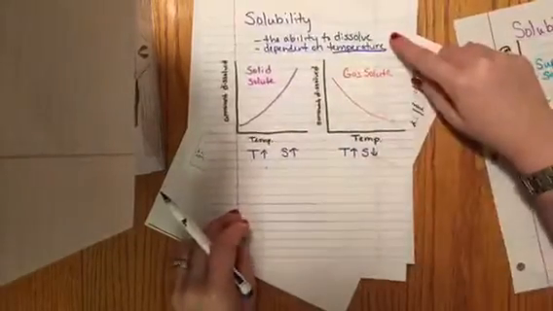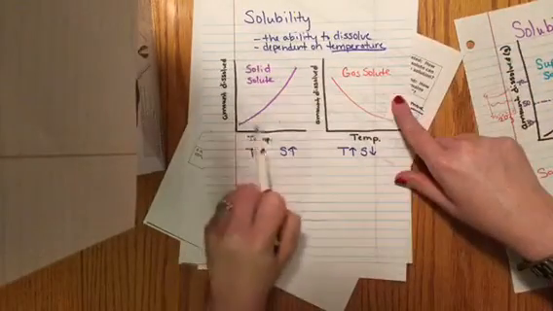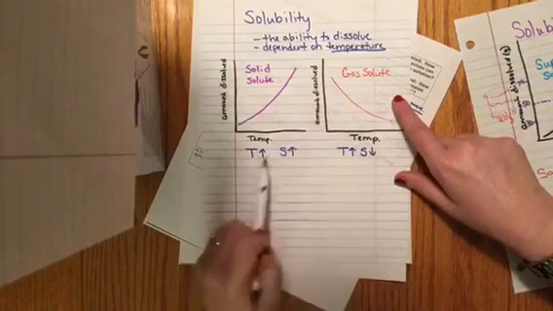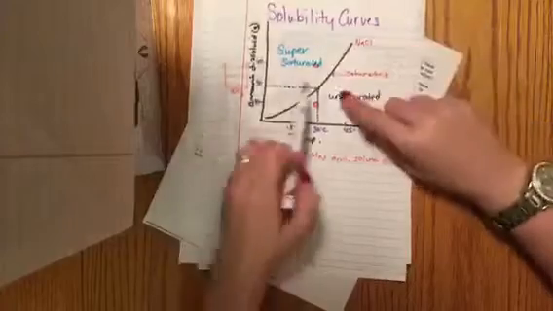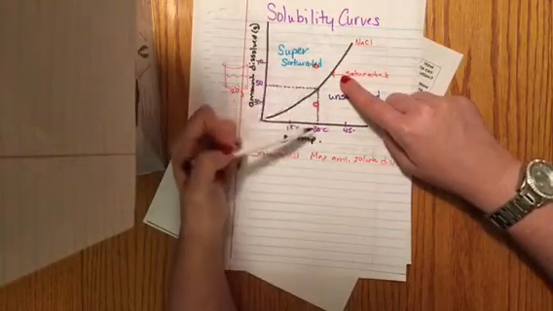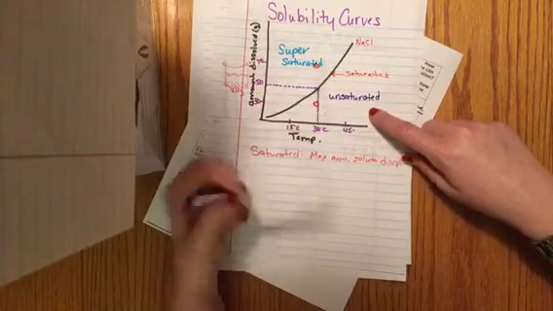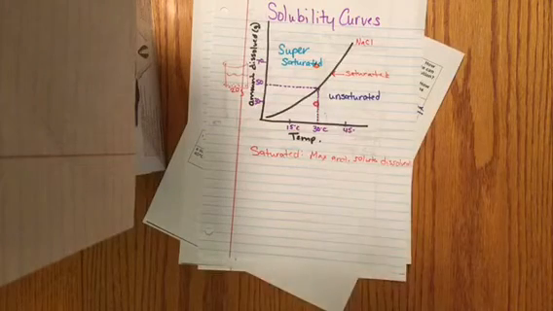Remember, again, that solubility is the ability to dissolve. It's dependent upon temperature, and it varies for solids and gases. Solids have a direct relationship. Gases have an indirect relationship between temperature and solubility. And we know that on the line, it's saturated, but above the line at any given temperature, it's supersaturated. Below the line at any given temperature, it is unsaturated. Saturation means the maximum amount of solute that will dissolve at that temperature.